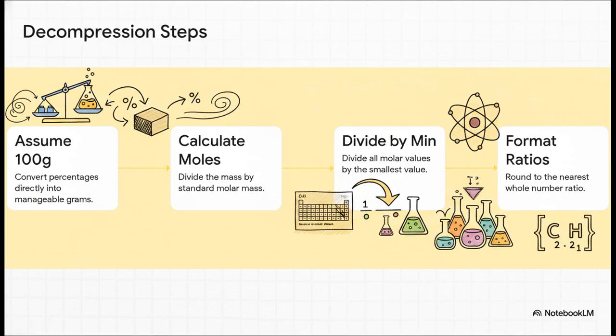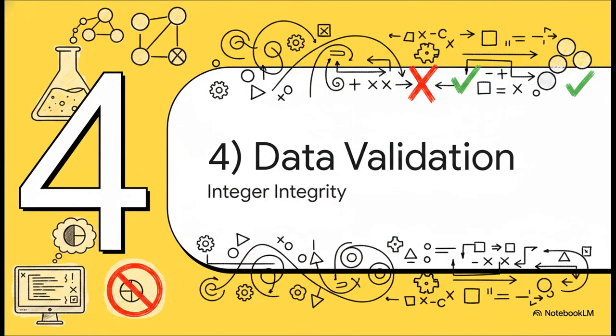Concurrently, divide all resulting molar values by the smallest value in the set. This standardizes the data and gives us our baseline ratio to work from. Finally, format to the nearest whole number ratio. This locks in your syntax and yields the empirical formula. Let's hit Section 4, data validation and rounding, ensuring integer integrity.